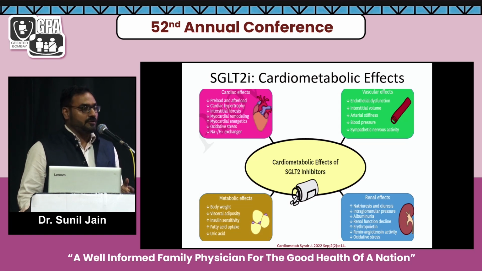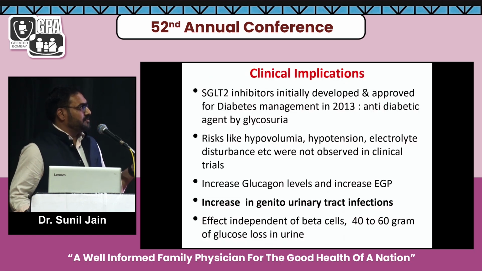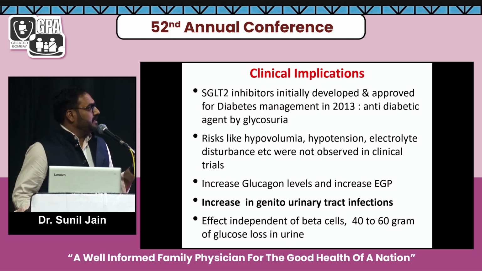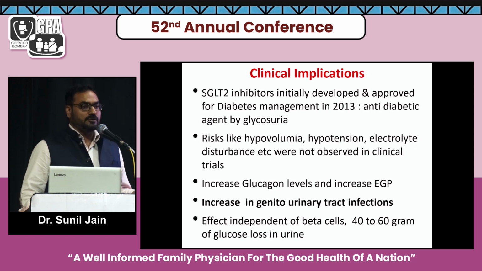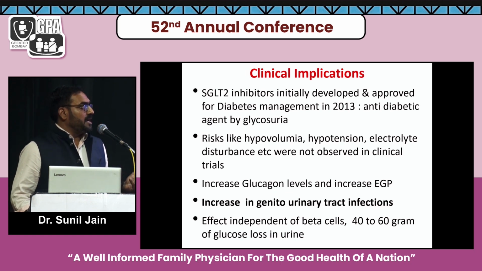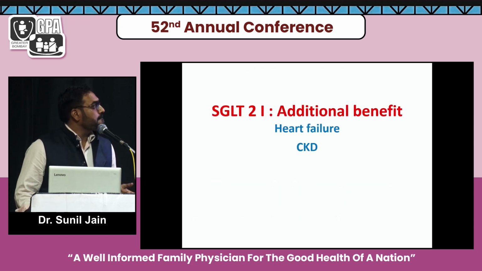I think everybody is aware of it, so I'll just go quickly. Clinically, it was developed and approved for diabetes management in 2013. It's an anti-diabetic agent acting by glycosuria, but recently everybody knows it's more of a cardio-renal drug than a diabetologist's drug. Risks like hypovolemia, hypotension and electrolyte disturbance were not observed in clinical trials. There is an increase in glucagon levels and an increase in EGP. Genitourinary infection is increased, which is the most common. The effect is independent of the beta cells, so 40 to 60 grams of glucose is lost in the urine.